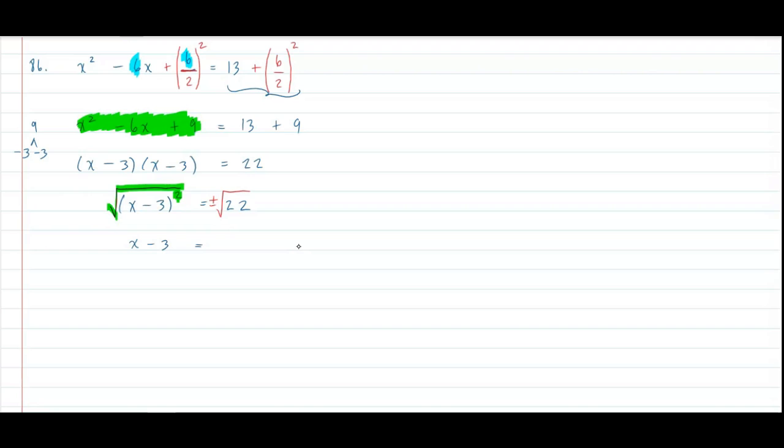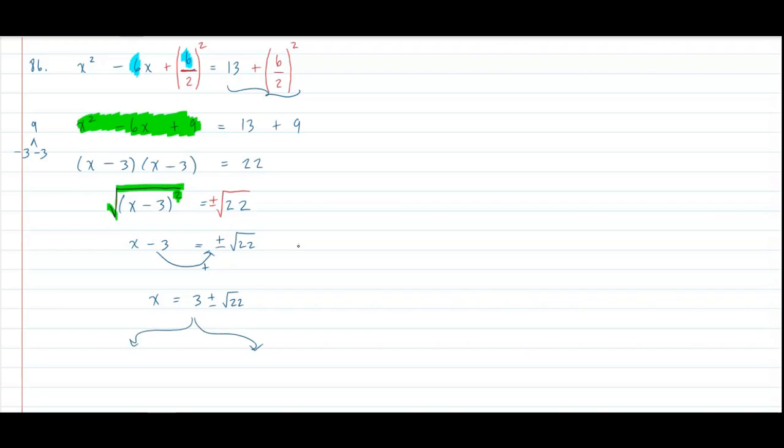As far as the root of 22 is concerned, you can't really simplify that, so you're just going to have to keep that guy the way that he is. Now let's move the -3 over to the right side, so it becomes x is equal to +3, right? Plus or minus the root of 22. And you have found your two solutions.